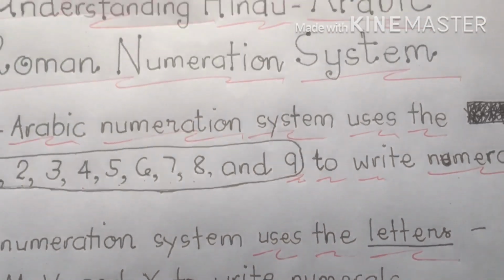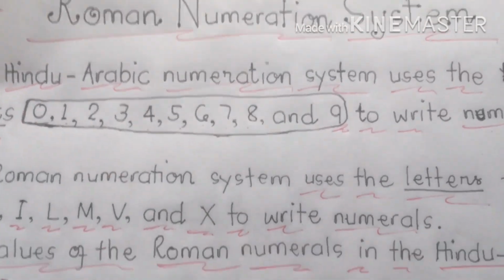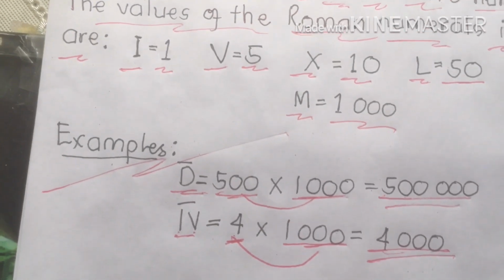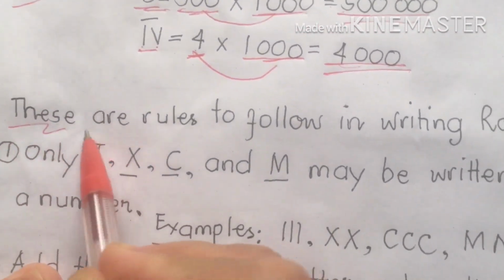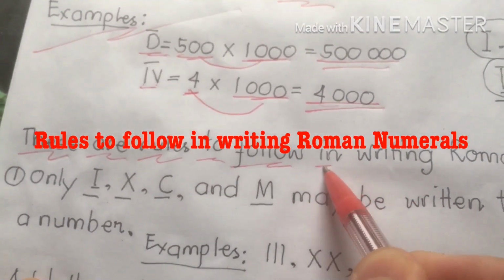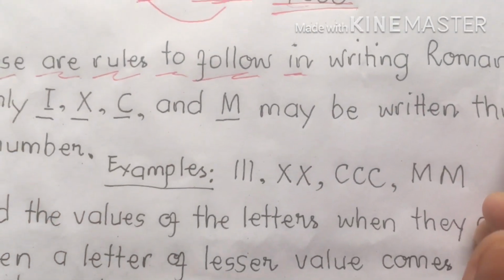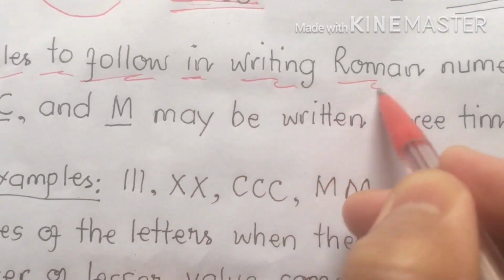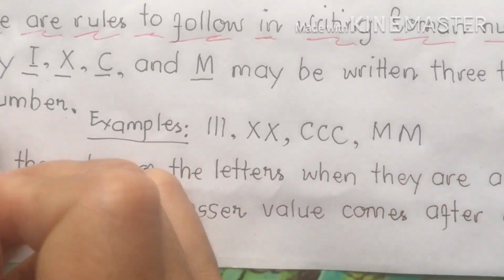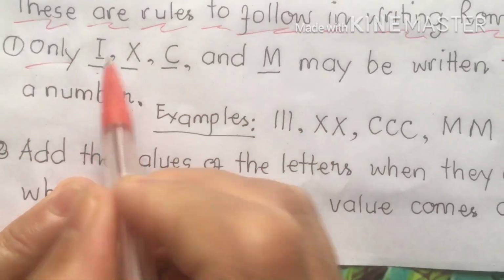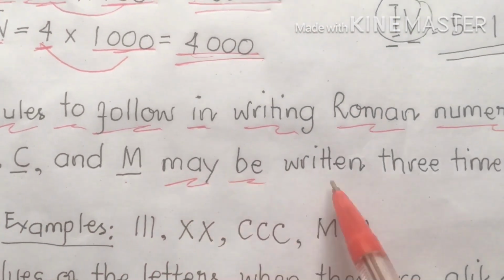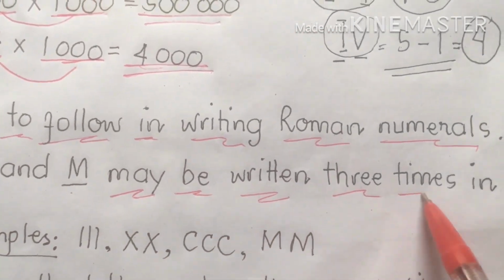First rule. There are several rules. These are the rules to follow in writing Roman numerals. Number 1, only I, X, C, and M may be written 3 times.